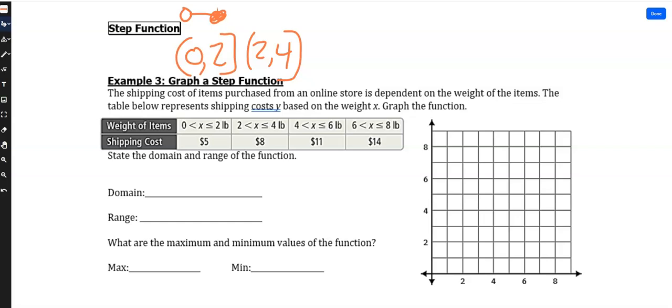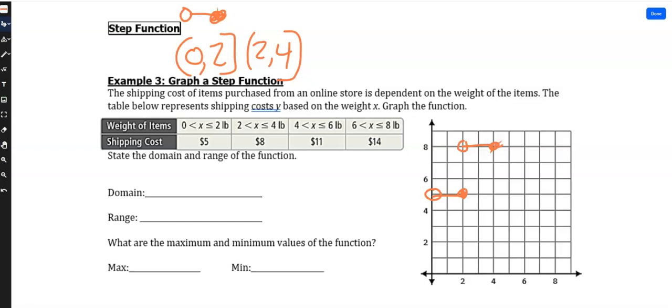So from 0 to 2, we're at $5. Open on the left, closed on the right. We pay $5 shipping. Anything inside that range from 0 to 2 pounds pays the same price, $5. Now from 2 to 4, we pay $8. So from 2 to 4, open, closed.